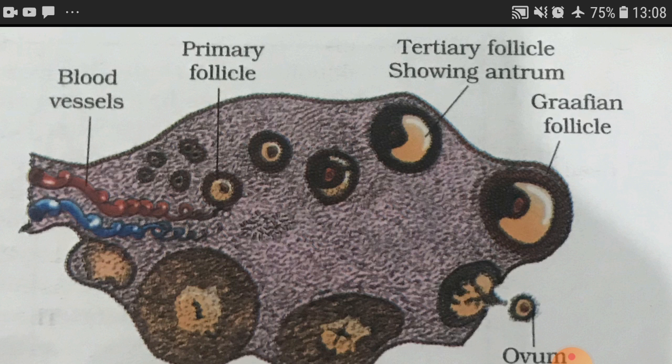The cells of the corpus luteum contain a yellow pigment called lutein and secrete the hormone progesterone during pregnancy and the hormone relaxin towards the end of the pregnancy. The ovarian cortex may have a white body or corpus albicans representing a degenerating corpus luteum. So this is all you can see in the sectional view of an ovary.